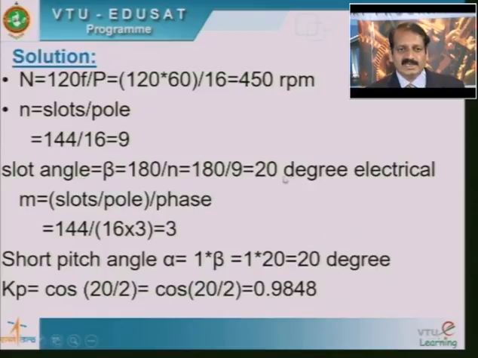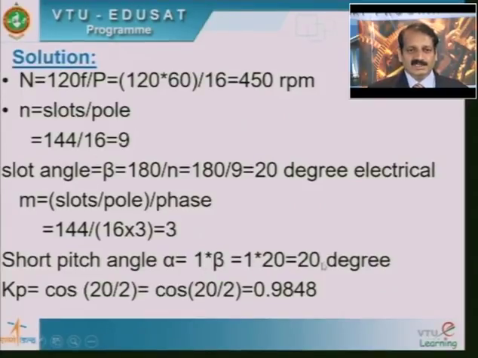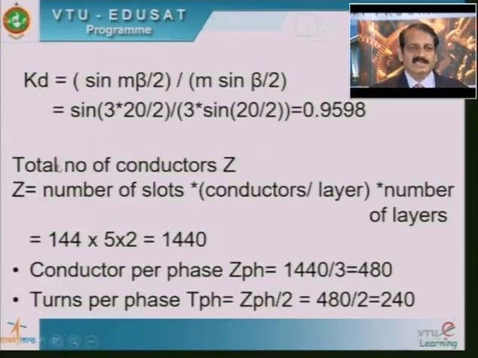We will calculate beta as 20 degree electrical, and m is slots per pole per phase. So, we will have slots per pole per phase as 144 divided by 16 into 3. So, we will get 3 slots. Short pitch angle alpha is 1 times beta, because coils are short chorded by one slot, which is equal to 1 into 20, and alpha is equal to 20. Kp is calculated as 0.9848 and Kd is calculated with m equal to 3, beta equal to 20, Kd is calculated as 0.9598.